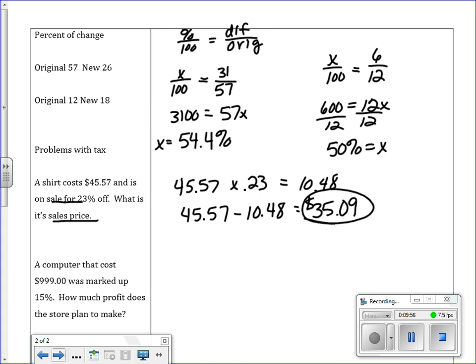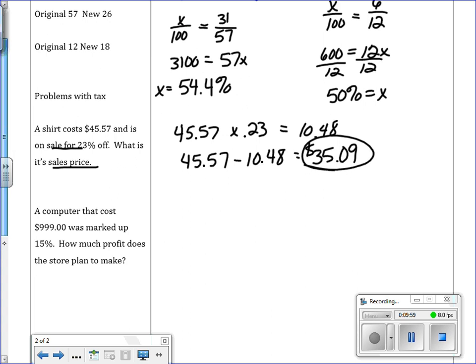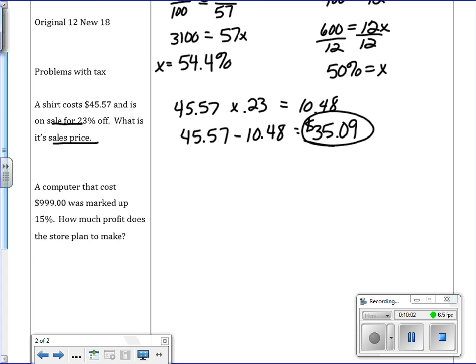Again, this should all be review here on the back of the page. Finally, a computer that cost $9.99 was marked up 15%. How much profit does the store plan to make? So I'm going to take that $9.99. I drop the zeros off. They're just placeholders right now, and also letting me know that I'm dealing with money. I'm going to multiply it by 0.15.